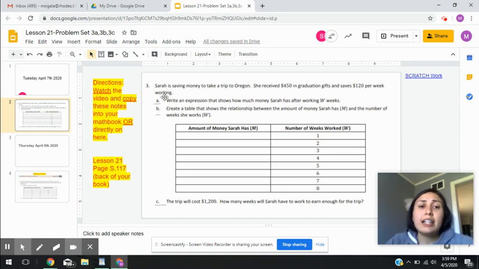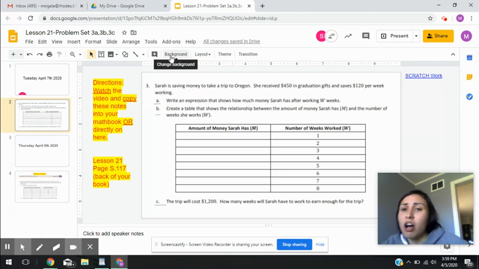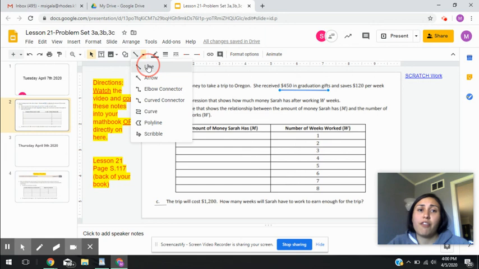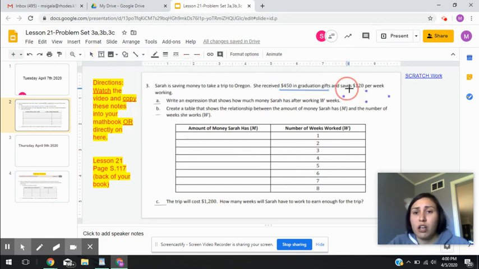It says, Sarah is saving money to take a trip to Oregon. She received $450 in graduation gifts and saves $120 per week working. So let's go to the key information and underline it in our sentence. What's important? The fact that she has $450 saved up from graduation gifts, super important. What else is important? The fact that she's working and she saves $120 per week is super important.